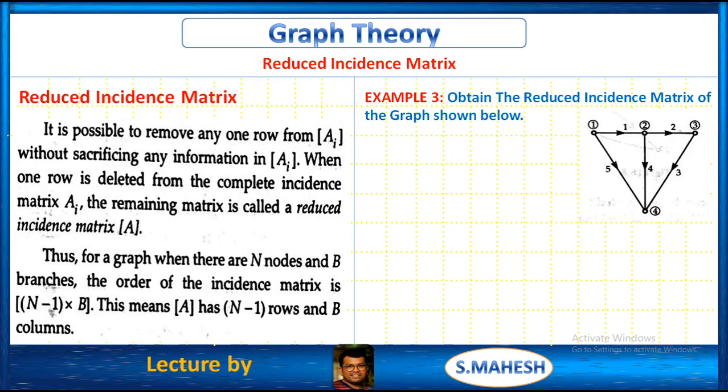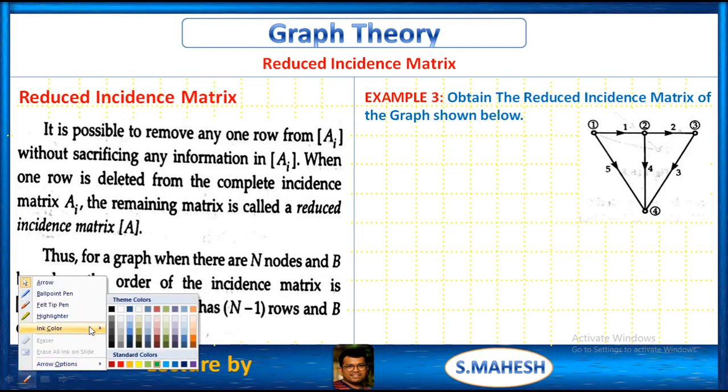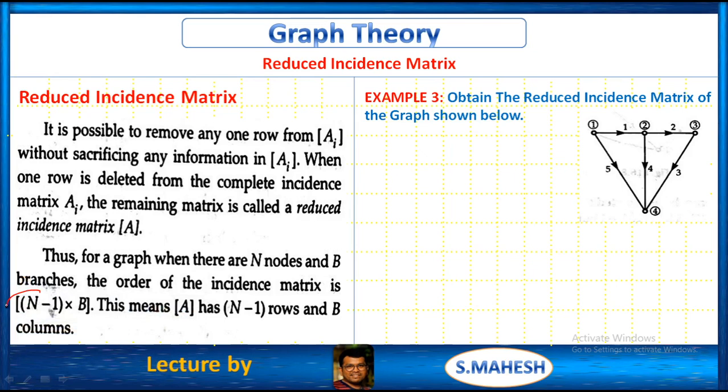So when one row is deleted from one complete incidence matrix, the remaining matrix is called reduced incidence matrix. Thus, for a graph when there are n number of nodes and b branches, what is the order of the incidence matrix? N by b. For reduced incidence matrix, what is the order? N minus 1 by b. This means A has n minus 1 rows because we are reducing one node, and b columns.